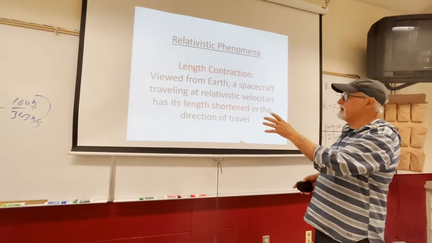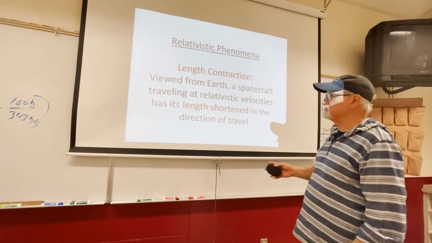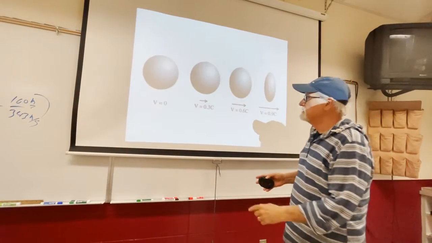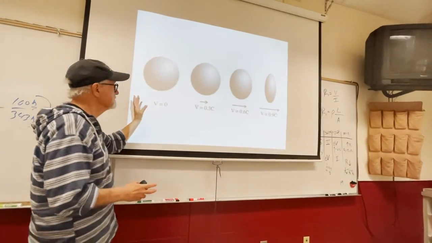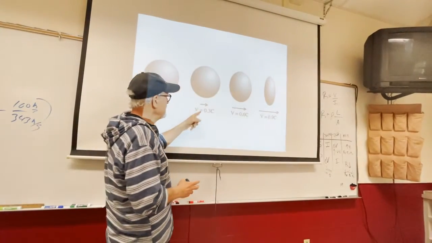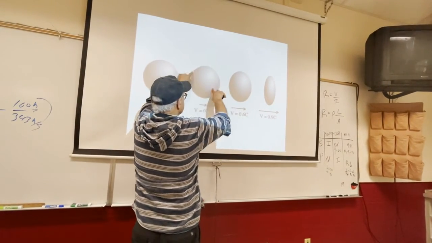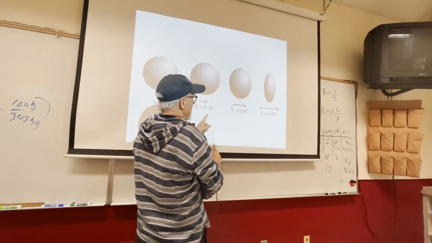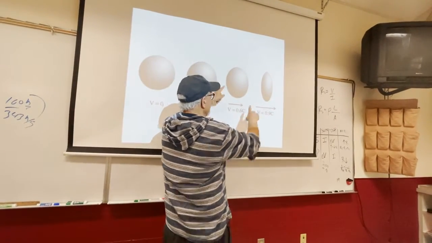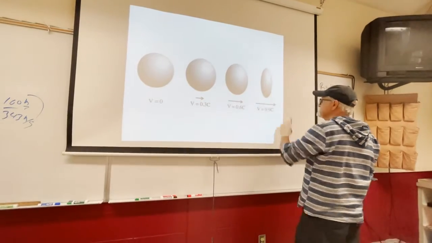Viewed from Earth, a spacecraft traveling at relativistic velocities has its length shortened in the direction of travel. Here is a sphere, just sitting there. As it goes faster, at 0.3 times the speed of light, it's a little bit narrower in this direction than this. At 0.6 the speed of light, it's even more, and at 0.9, it's compressed laterally.